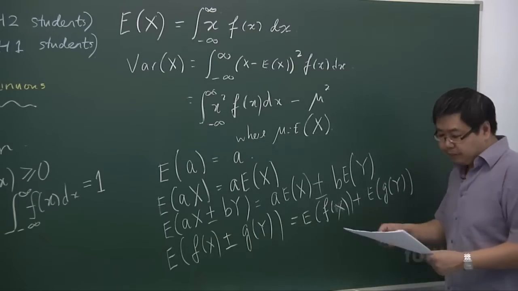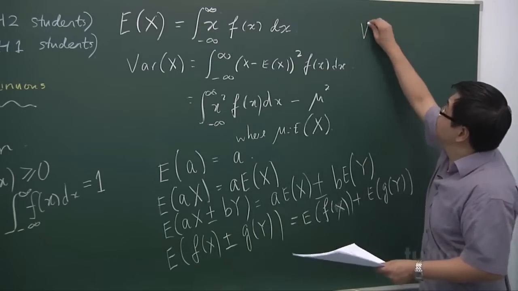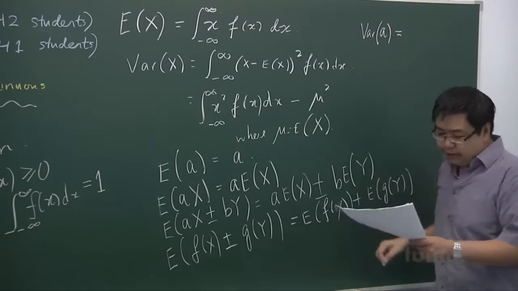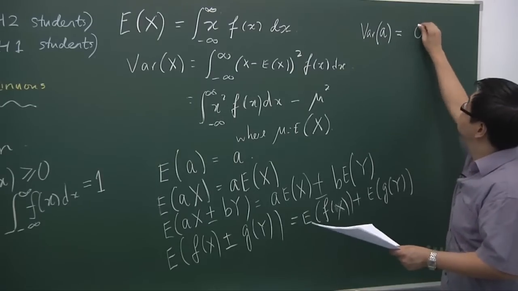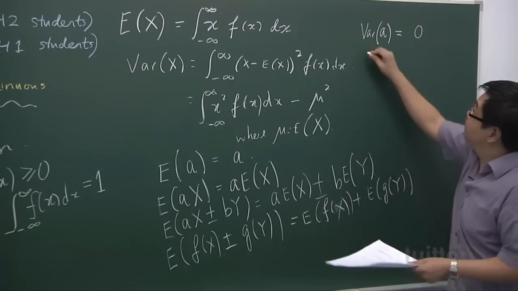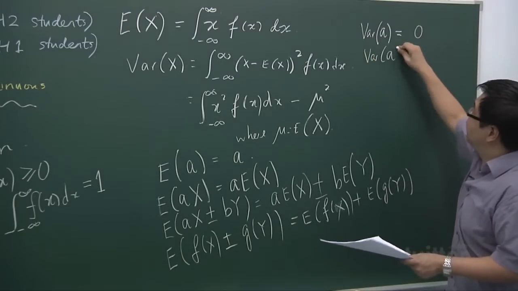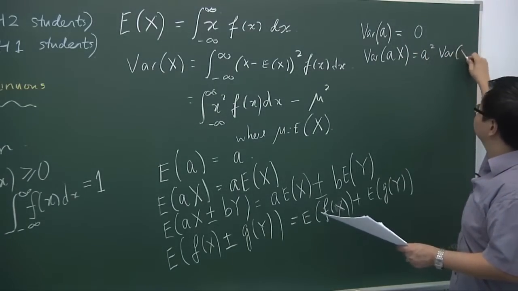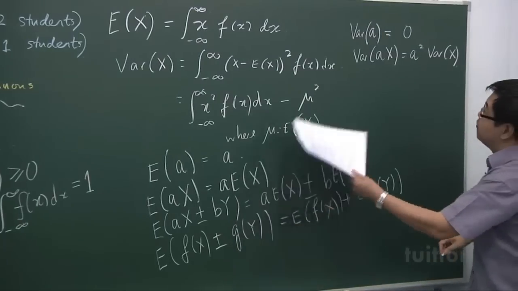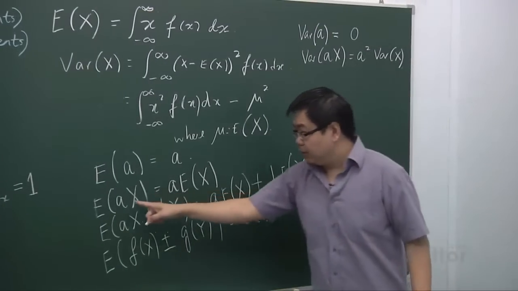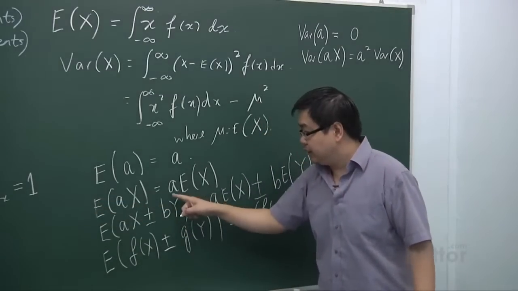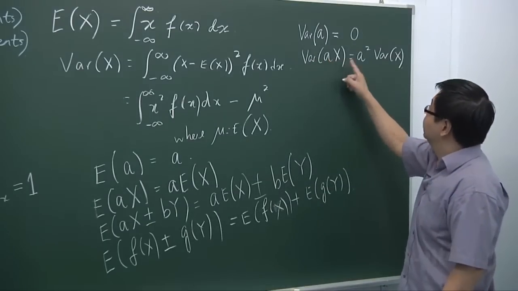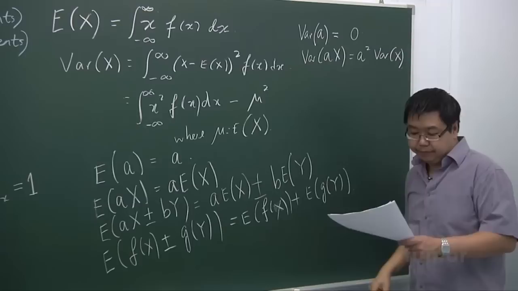Comes to variance now. Now for variance, likewise, for the continuous random variable and discrete, it's the same thing. The variance of a constant is 0. Okay? And the variance of a times x is going to be a squared variance of x. So for expectation and variance, the difference is that when you want to take the constant out from expectation, it's just a times expectation. Whereas for variance, when you want to find the variance of 2x, it will be 2 squared variance of x. Okay?